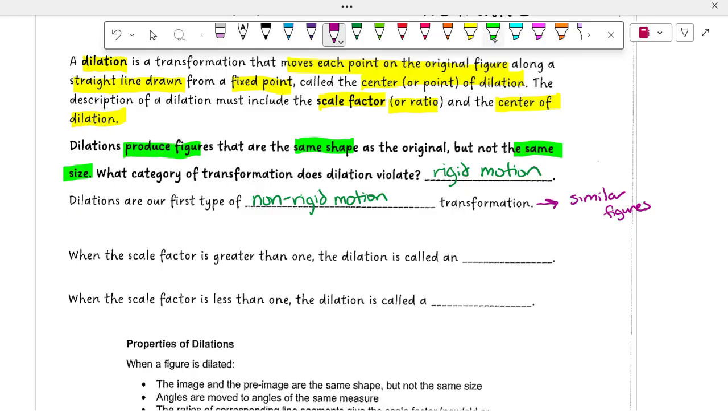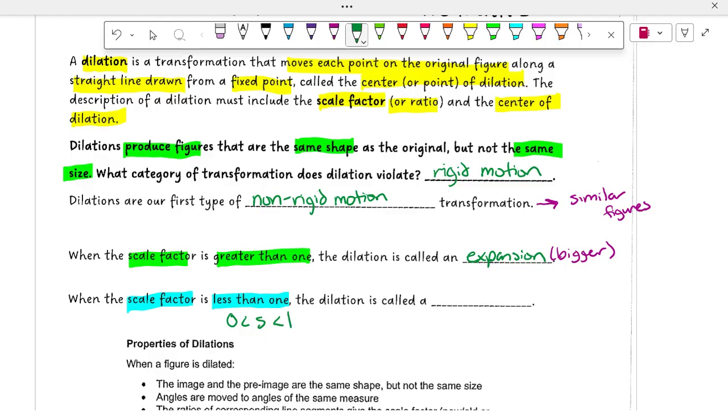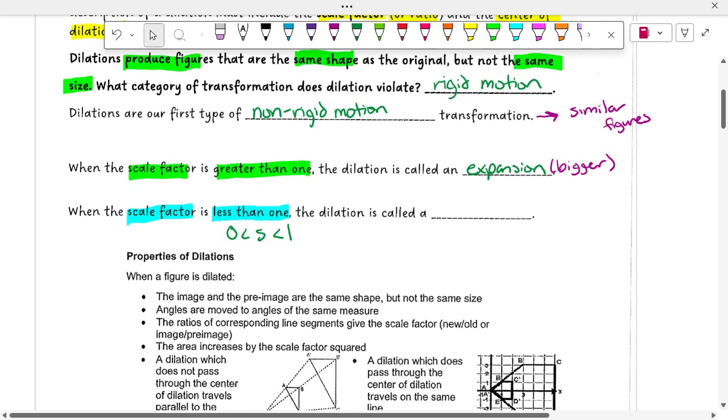Now, scale factors. A scale factor, if it is greater than 1, the dilation is called an expansion. So if you don't know your vocabulary, that's just a fancy word for bigger. Now, if your scale factor is less than 1, and I don't really want to say less than 1, I would say it's more between 0 and 1. So if your scale factor, let's call it S, is between 0 and 1, so what type of number is that if it's between 0 and 1? It's a decimal or a fraction.